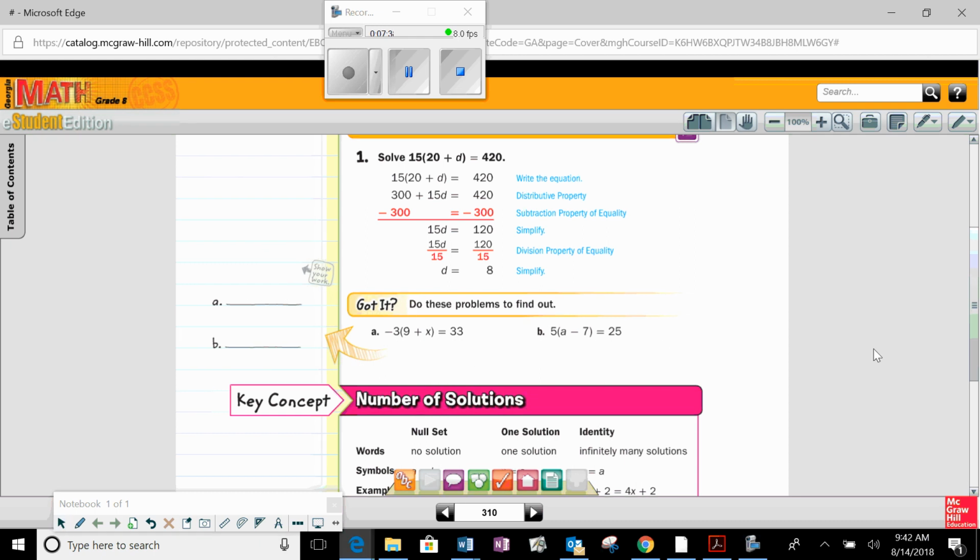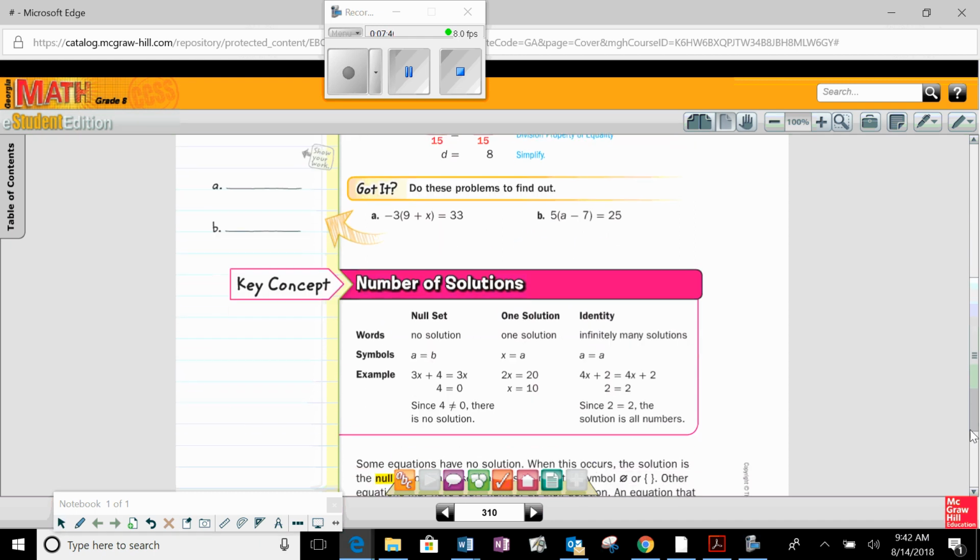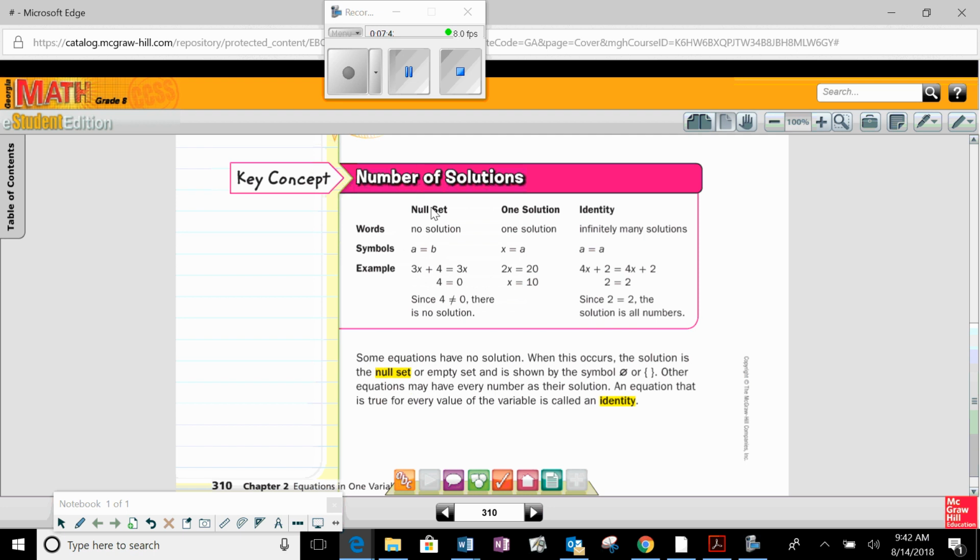Moving on to the bottom portion of this page, we have our vocabulary that we already talked about. A null set means there's no solution. So if we have a problem that comes out like this, where a equals b. So if we have this equation, 3x plus 4 equals 3x. Because there's a 3x on both sides, the 3x cancel each other out, leaving you with 4 equal to 0. Well, 4 is not equal to 0. That is a false statement. So this means there is no solution.